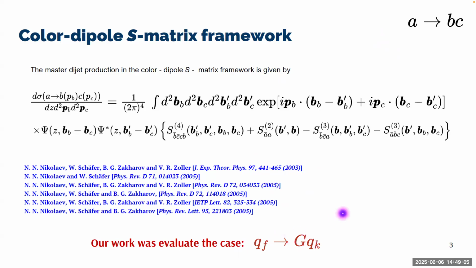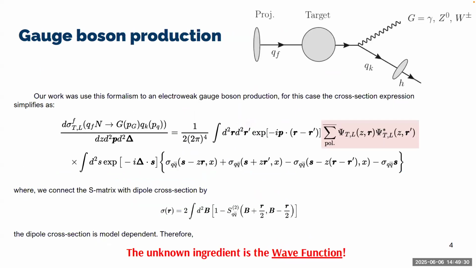Therefore, we have a quark, and this quark is going to radiate an electroweak boson and may or may not change its flavor, because if it's a W, it changes its flavor. When we have this case, we have a simplification of this whole equation, because this 4-point correlation object is going to be simplified as 2.1. And from the optical theorem, we can just correlate it with the dipole cross section, which is model dependent.